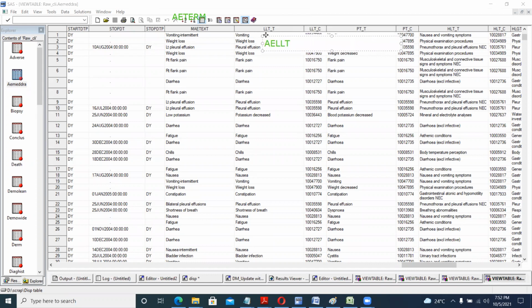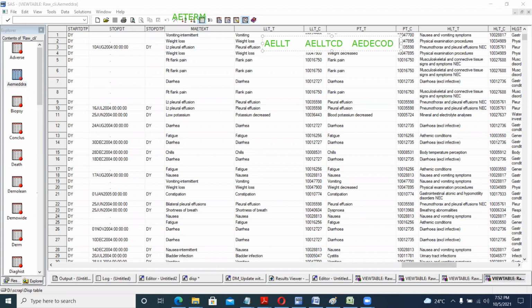Then LLTC means AE LLT CD. PT means AE PT, but not AE PT underscore T. What do you call it? PT means preferred term. There is another alternative name in the SDTM. What are you going to call it with that name? AE decode. So just write AE decode.